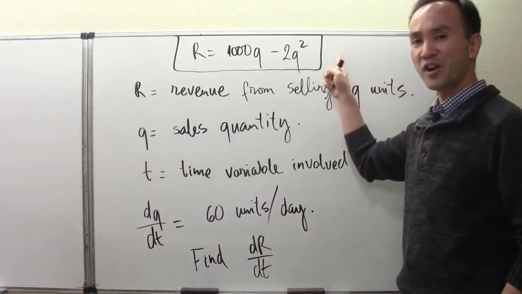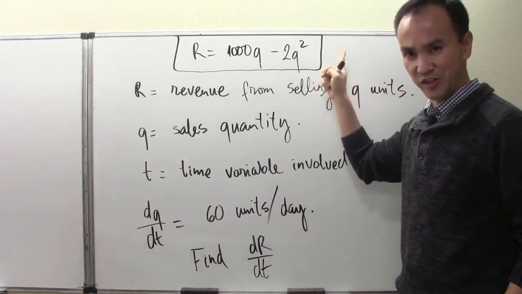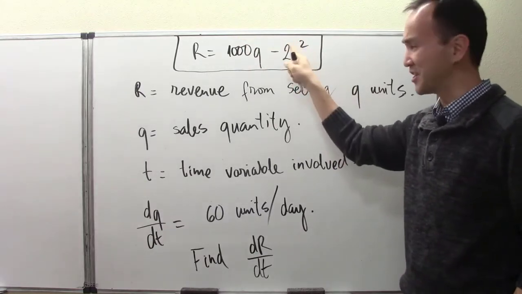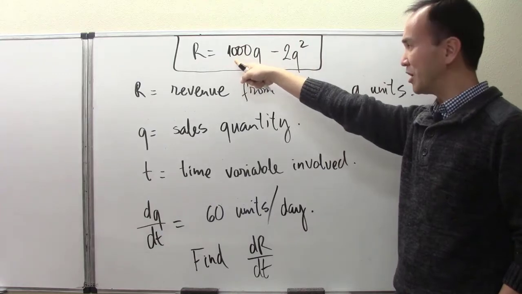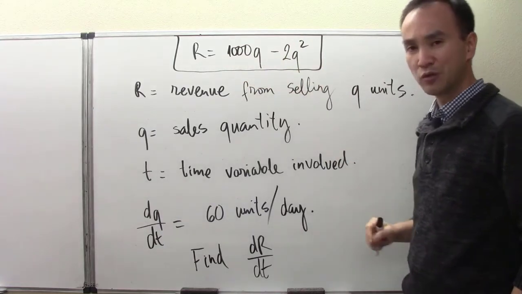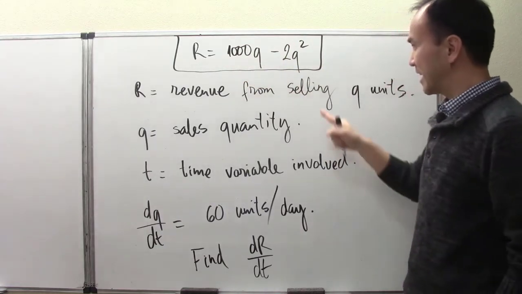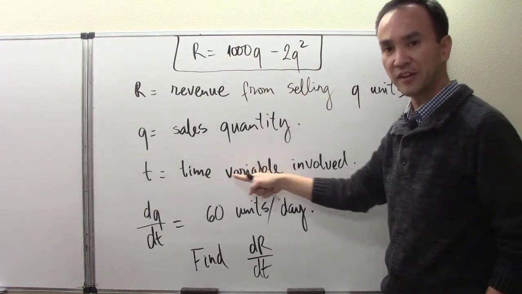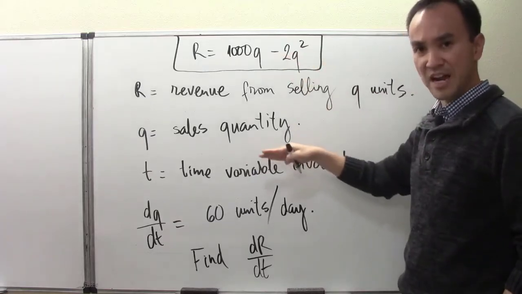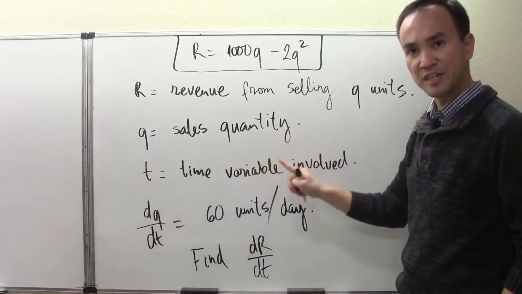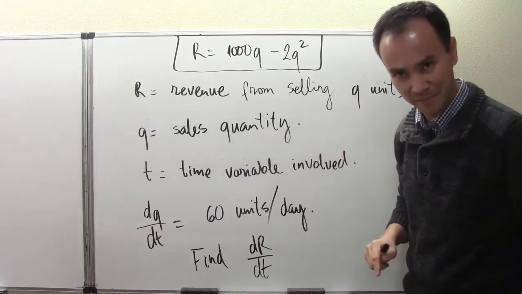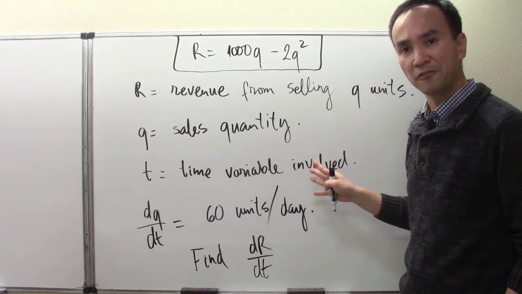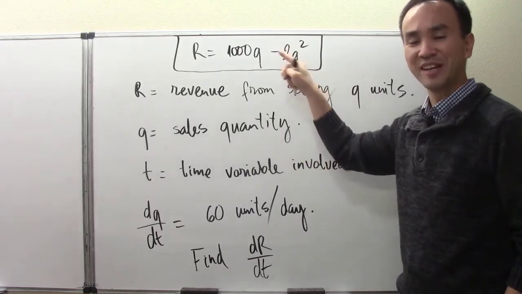And the equation that concerns us, the one the analyst of the company gave to us right here, is R equals 1000q minus 2q squared. Nowhere in this equation did I spot the t variable being indicated, but I know the time variable is involved in this problem. So now this is where I bring in my understanding about finding related rates from this equation.